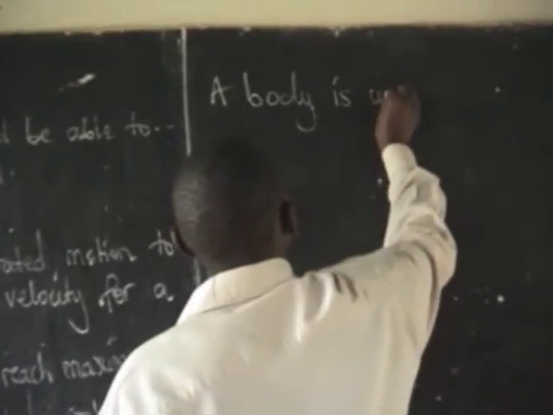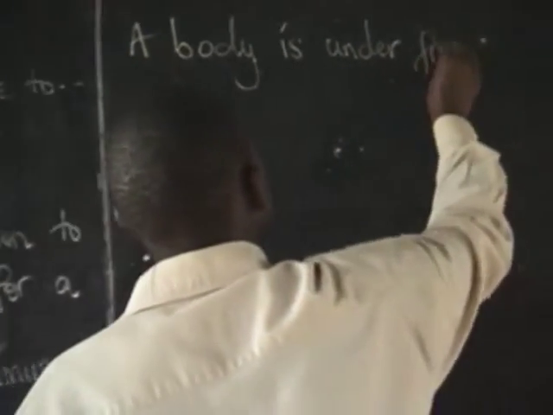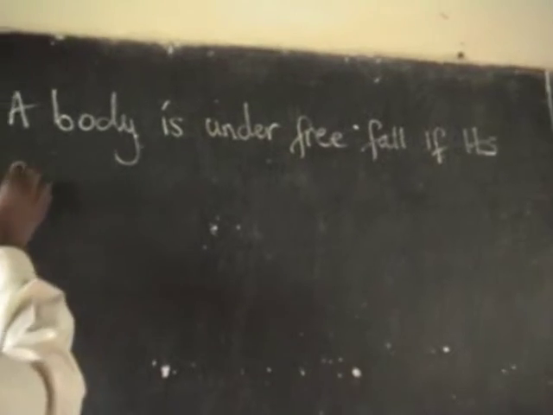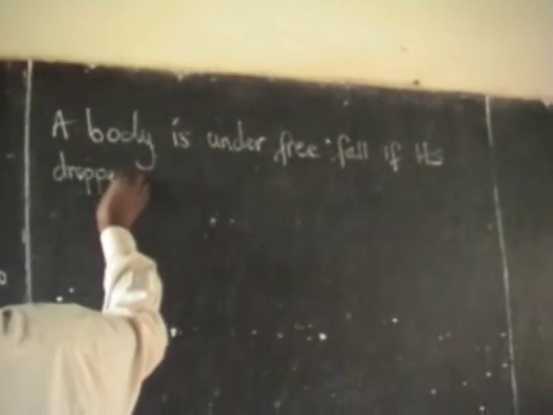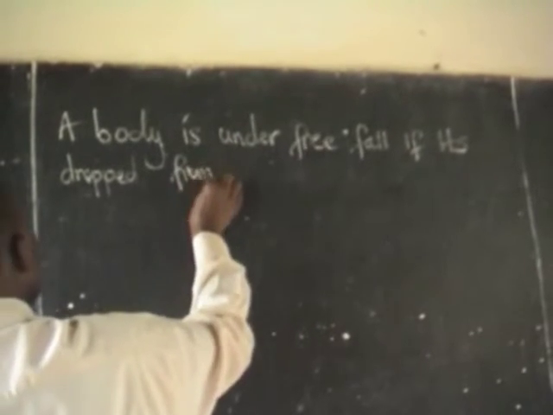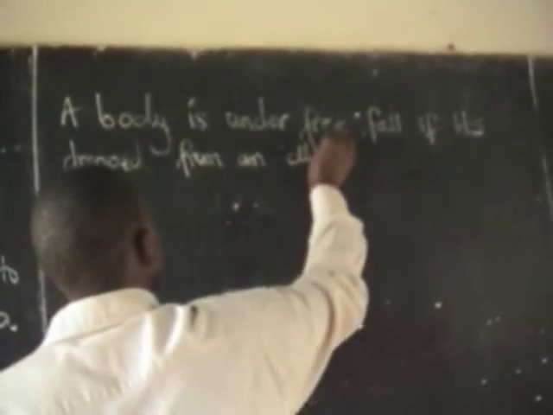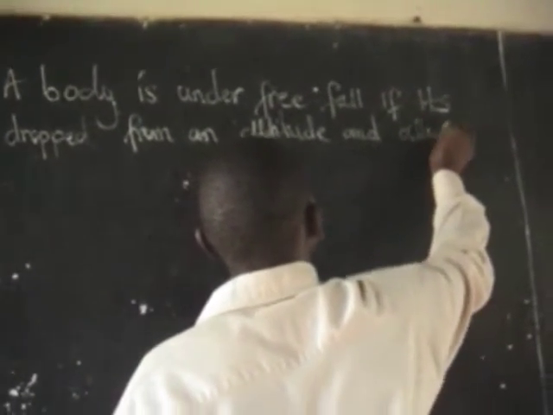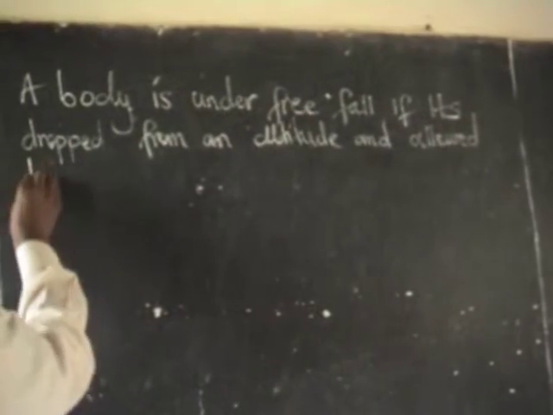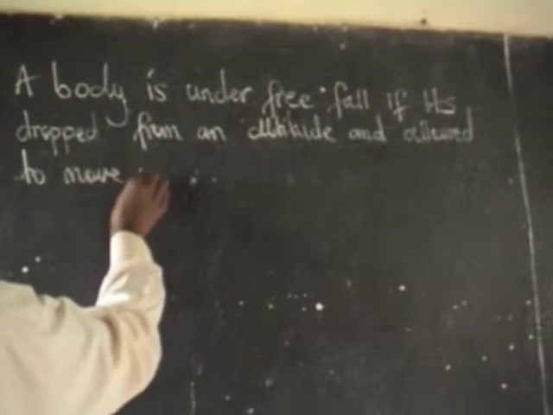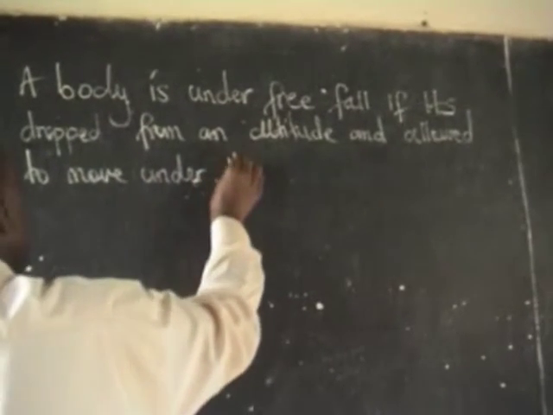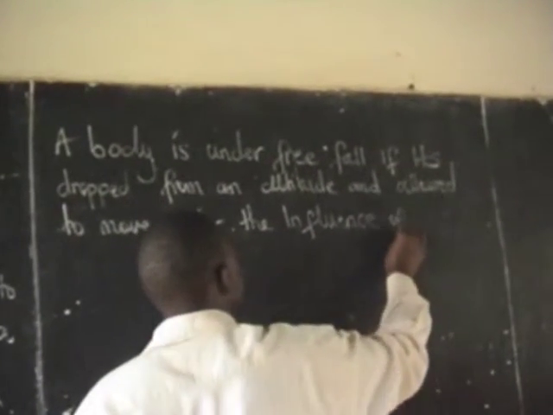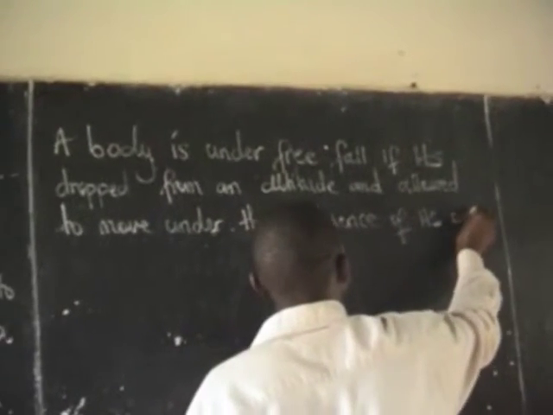A body is under free fall if it's dropped from an altitude and allowed to move under the influence of its own weight.